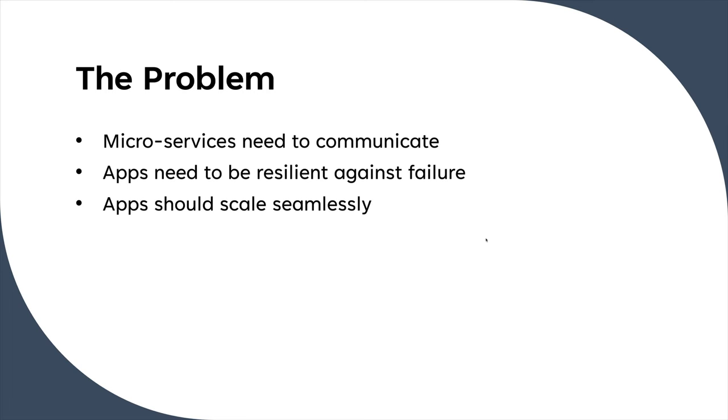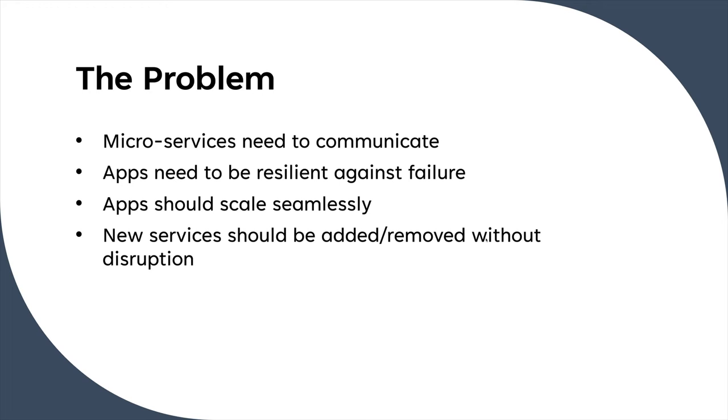Apps should scale seamlessly. Now, Kubernetes allows us to do some of this, and we're going to see more of this as we go through what Kubernetes can do and why we might need to use something like NATS. And then when we add new services, we should do that with minimal disruption, ideally without any disruption, right? But if there should be some disruption, it should be minimal.